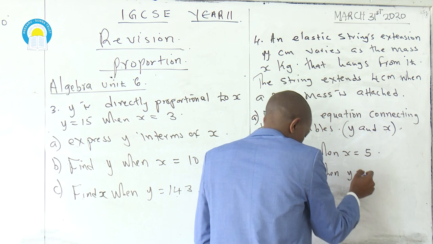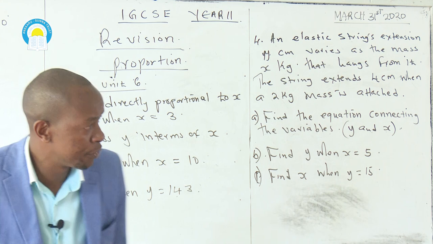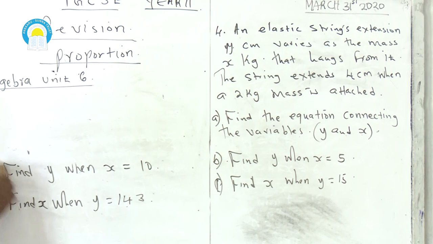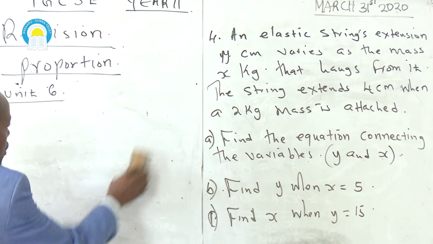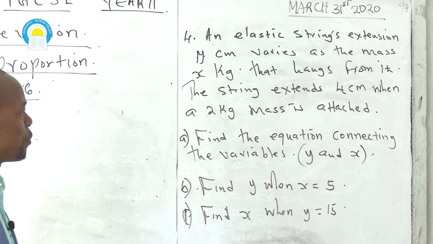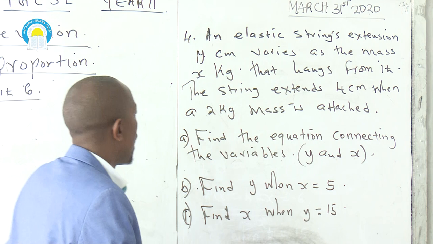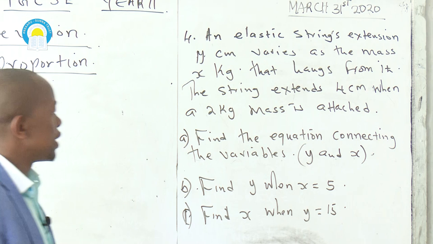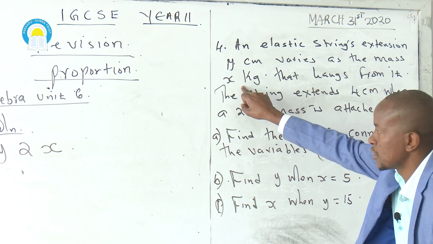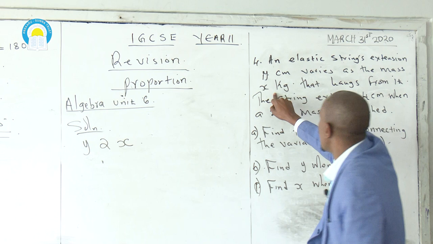Now, I'd already given you the assignment, and as we go through question 4 together, let's view that one together. An elastic string's extension, y centimeters, varies as the mass, x kilograms, that hangs from it. The string extends 4 centimeters when a 2 kg mass is attached. Find the equation connecting the variables. So we say y varies directly as x, because it varies as the mass.